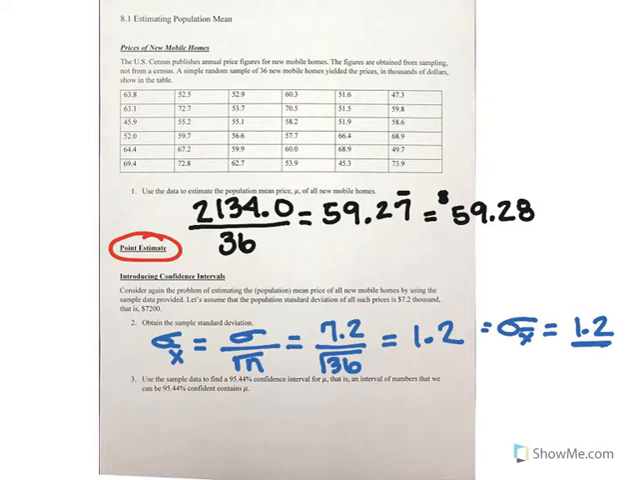Number 3 is the actual question. This is what we're going to be seeing in chapter 8. It says, use the sample data to find a 95.44% confidence interval for the population mean. That is an interval of numbers that we can be 95.44% confident contains the population mean.